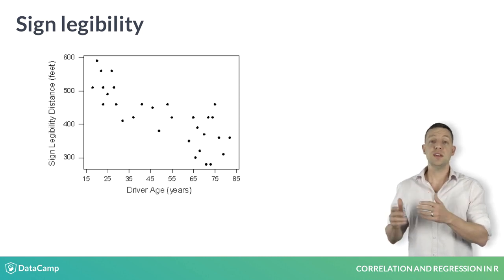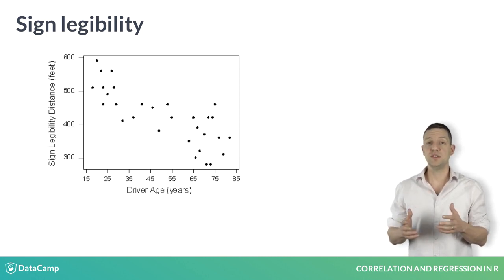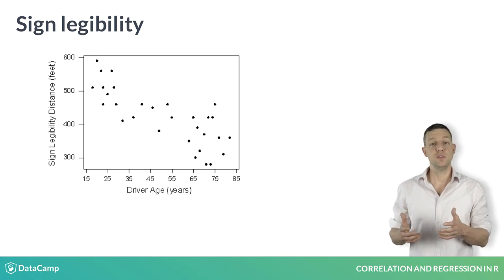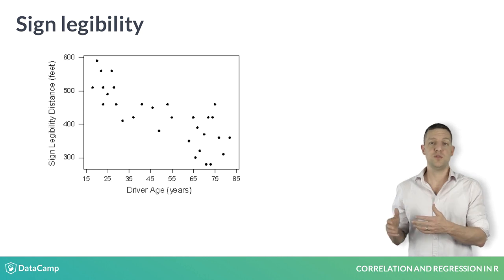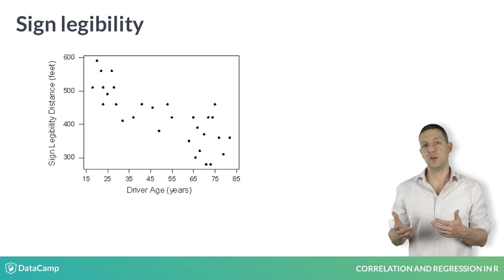Here, we see a negative linear relationship between sign legibility and driver age. This makes sense to me, since people's eyesight tends to get worse as they age. I would characterize the strength of this relationship as moderately strong, since the pattern seems to be pervasive. I don't think we have any outliers here. This plot is in many ways a perfect candidate for fitting a regression model, since the form and direction are clear, but there is some variability in the observations.